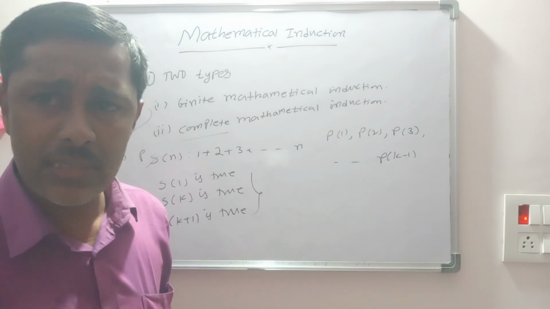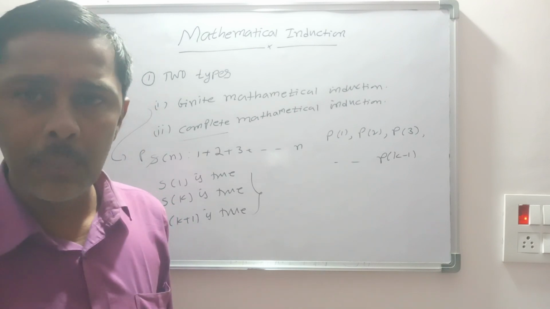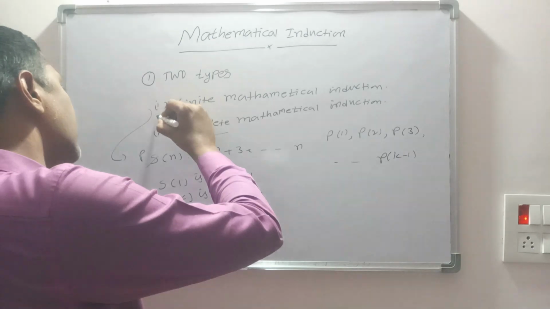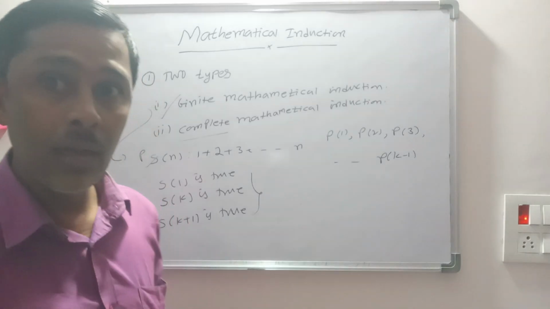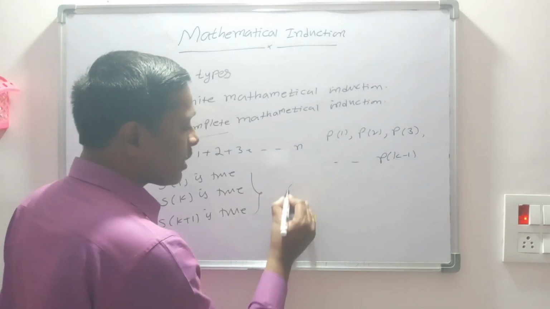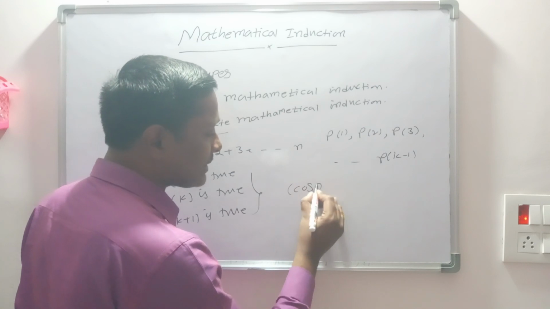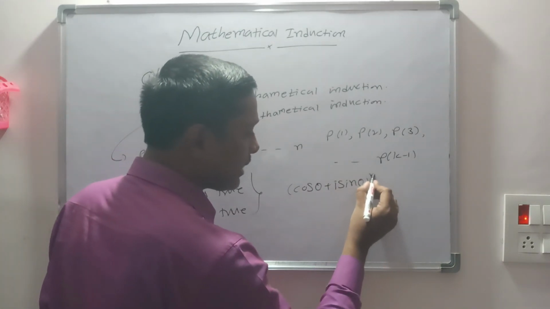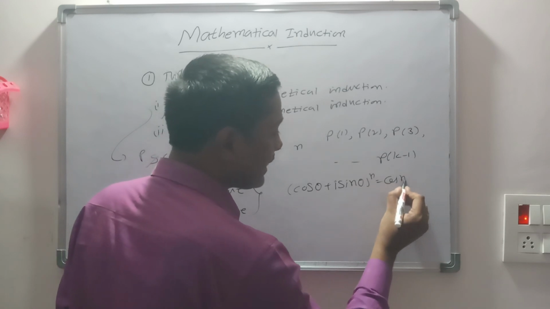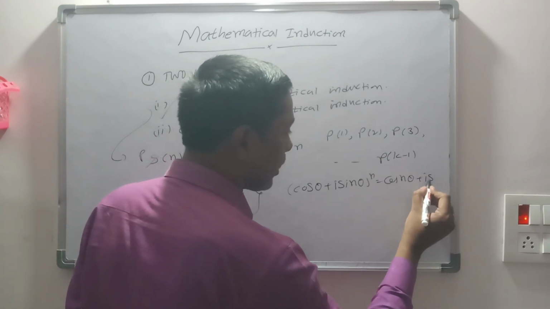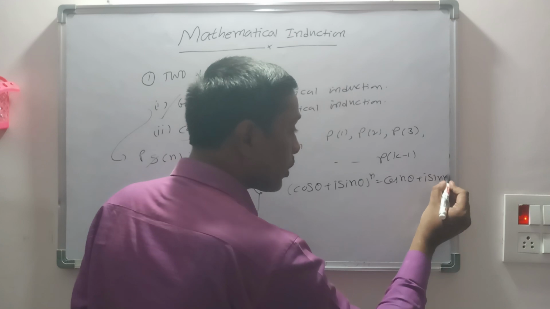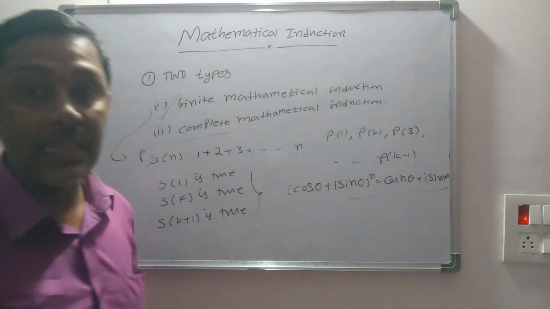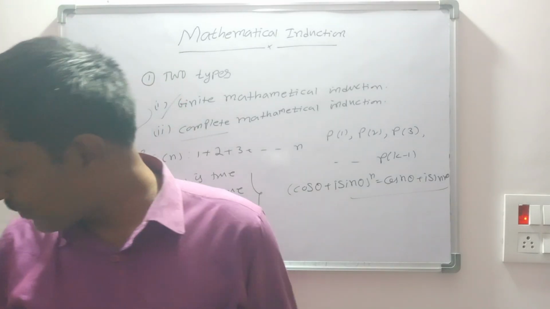For example, De Moivre's theorem. Second one, binomial theorem. Everyone can prove these using finite mathematical induction. For example, in De Moivre's theorem, (cos theta plus i sin theta) whole power n is equal to cos n theta plus i sin n theta. It is also proved using finite mathematical induction. Okay.